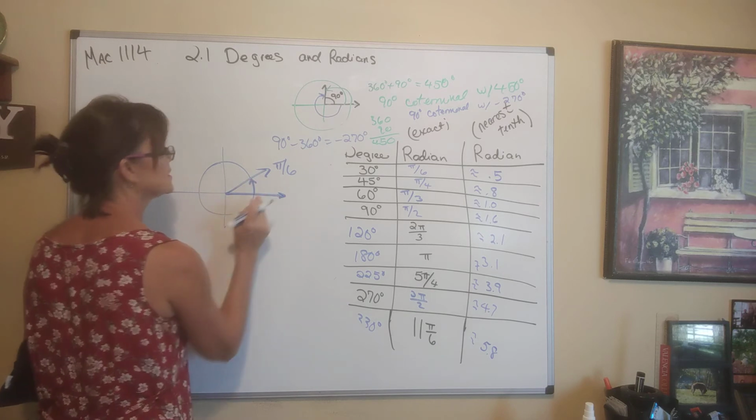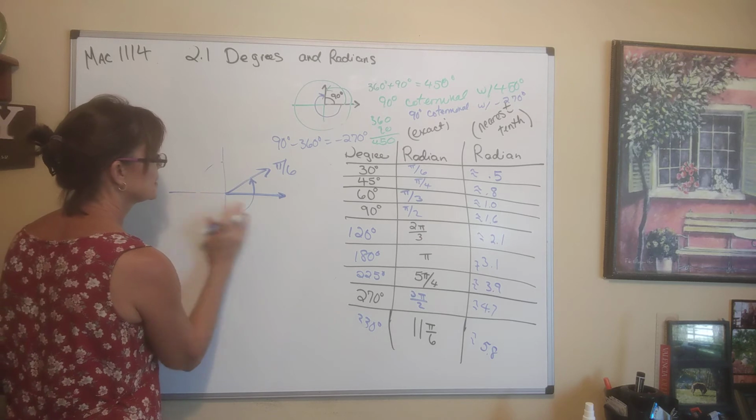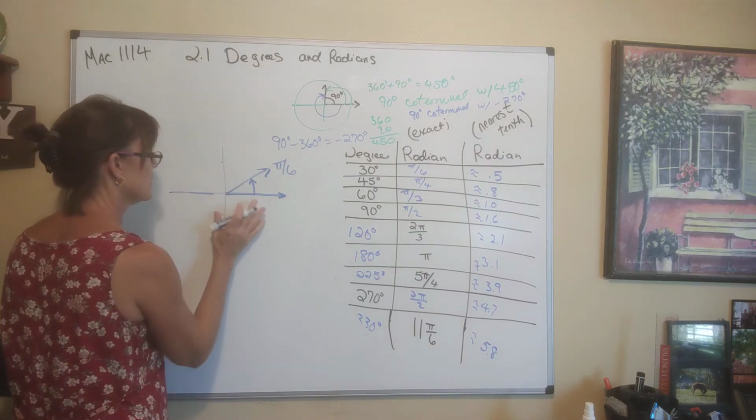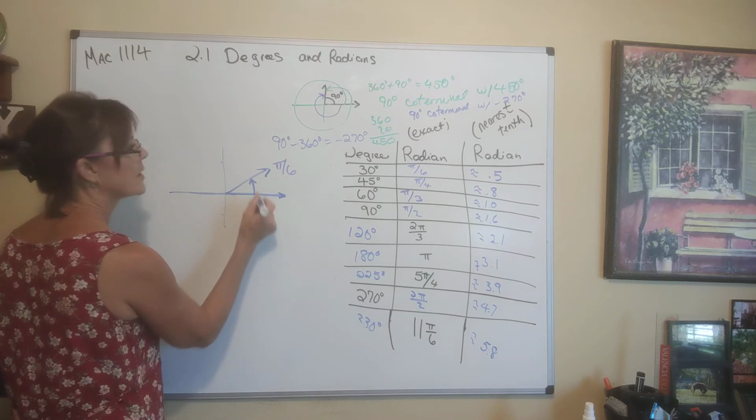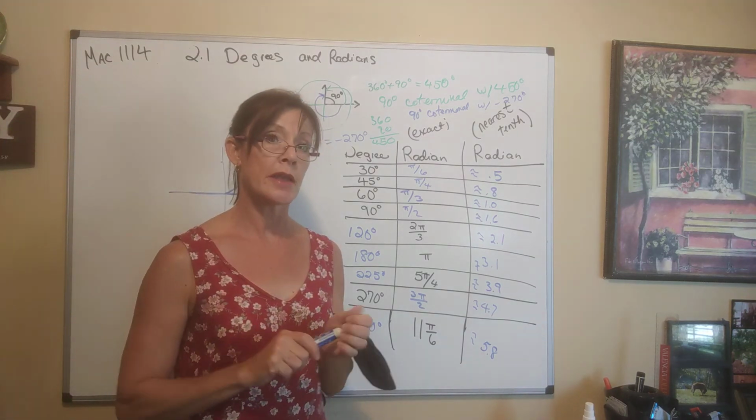So this is this angle right here. Let me erase this part. I don't need this whole circle for this demo. For this illustration, we just need this much of our axis. From here to here is pi over 6. So let's find two coterminal angles.